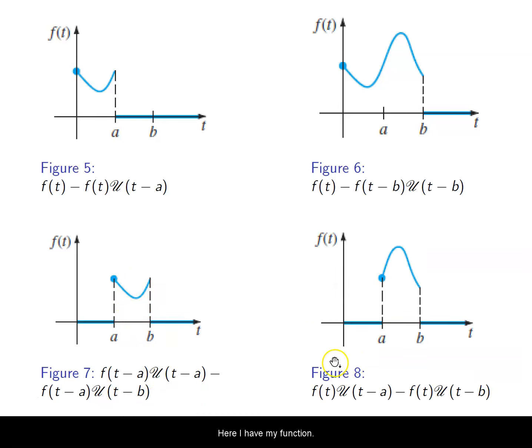Okay. Here I have my function. It does not begin until A, right? So again, remember my function starts with up and then comes down, right? It looks like this. So it's not starting at all until A, right? And it starts at the value it is at A, and then I turn it off at B. Okay, so it starts at A and ends at B.